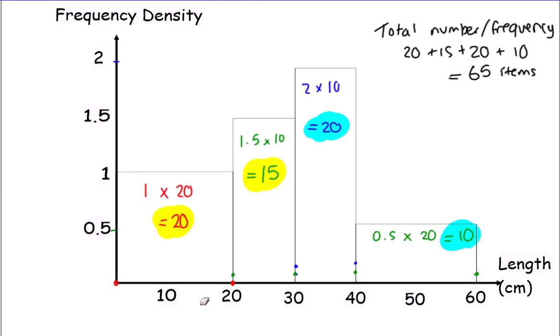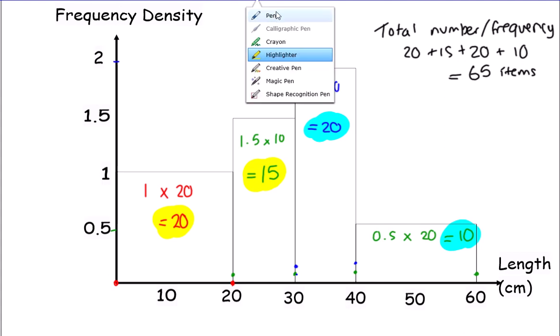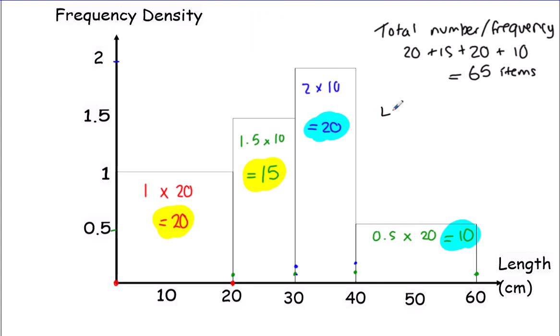So if you could draw that, get that into your book just as a really basic example of finding the area and the area telling us how many. And what I'll do, I'll put up here as well that less than 30 centimetres is 20 add 15, so 35 items. Okay, so those first two bars, the ones highlighted in yellow.